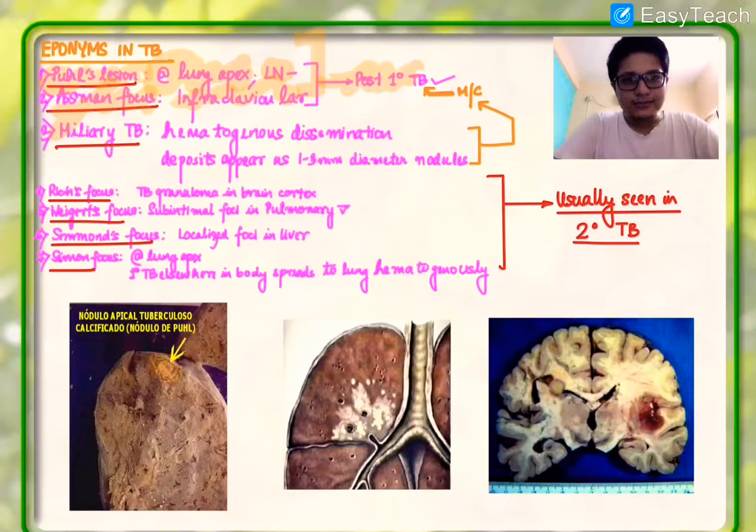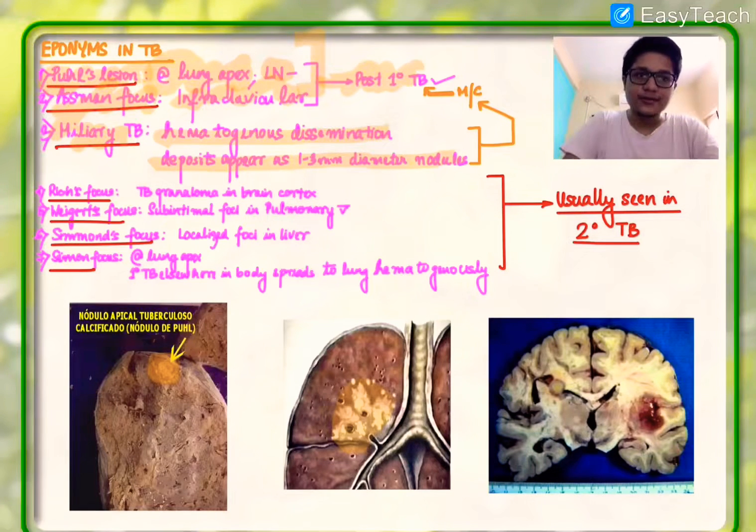Now you can see that over here, this is the Puhl lesion at the lung apex, and this is commonly an Assmann focus. This is a schematic diagram representing the Assmann's focus. Now, miliary tuberculosis, there will be hematogenous dissemination, and this will appear as 1 to 3 millimeter diameter nodules throughout the lung or even other organs as well. And this is also most commonly associated with a post-primary form of tuberculosis.